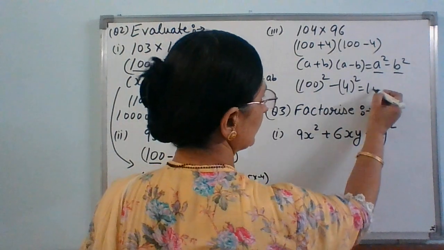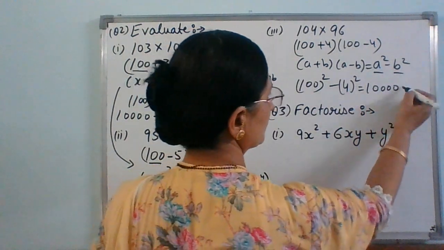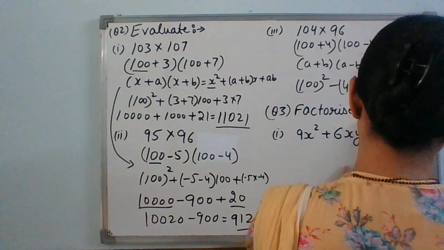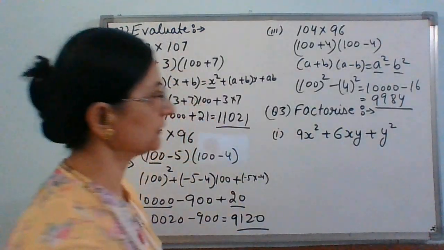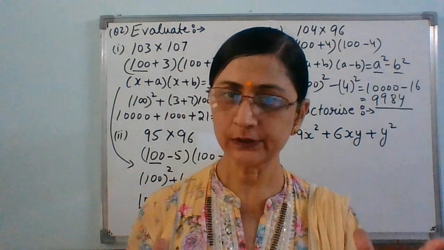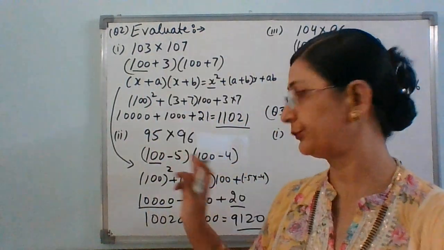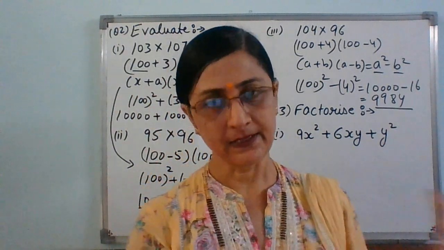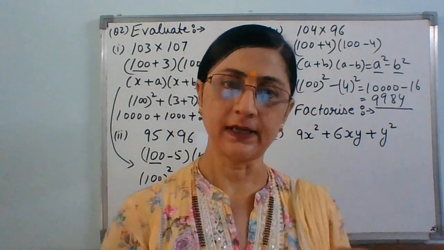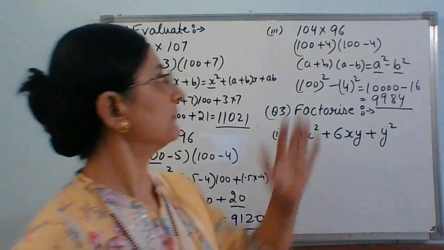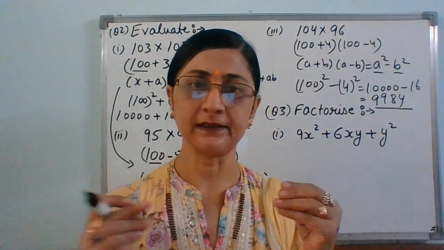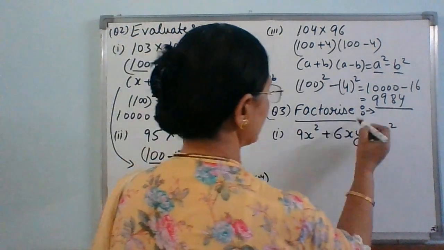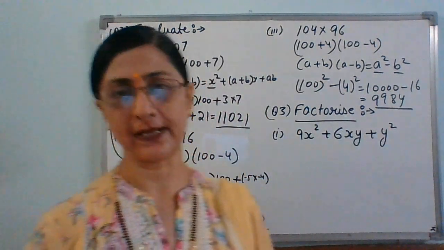So 100 square means 4 zeros, 10,000. 4 fours is 16. So you'll get the answer 9984. So when you solve, you'll get this answer. So this way, using the formula, how do we find the product of two numbers, a 3-digit number and a 2-digit number, using 100 plus something, 100 minus something, right? This can be done if there are big numbers, 998, like 1000 minus 2, like that also, the same way. Now third question. Third question is of factorizing.